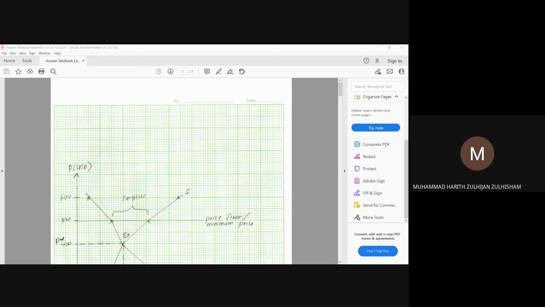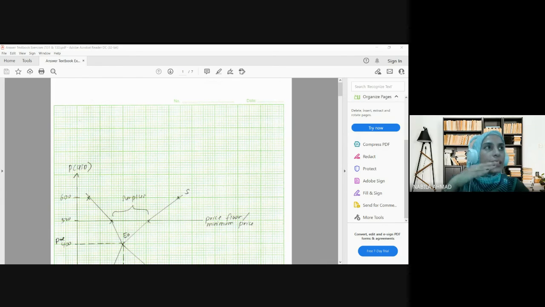Increase in taste and preferences. Alright, good. Ya, increase in taste and preference. So bila taste increase, demand pun increase. Decrease income, demand curve shift to the left. Decrease in buyer, shift to the left. Tapi kalau teknologi untuk supply. Jadi jawapan yang paling tepat adalah A. Buat balik sama macam tadi.